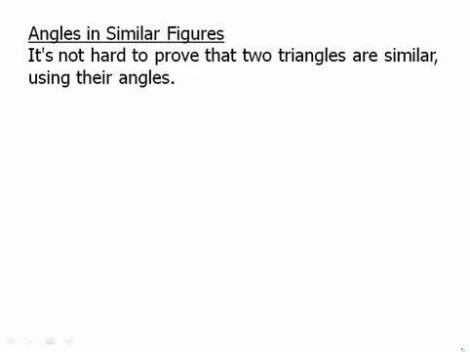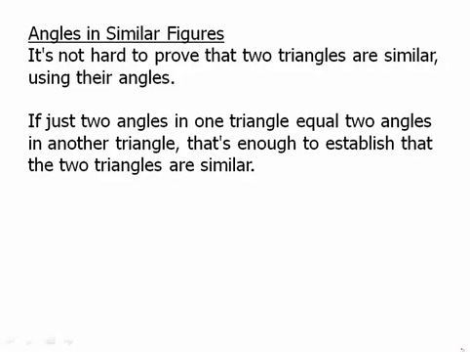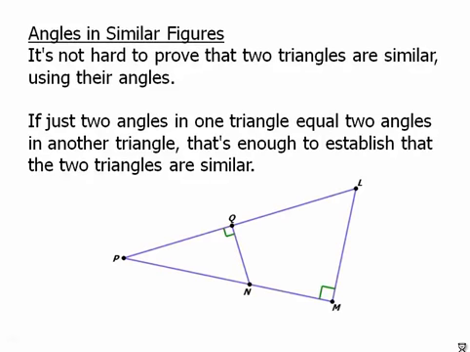It's not hard to prove that two triangles are similar using their angles. If just two angles in one triangle are equal to two angles in another triangle, that's enough to establish that the two triangles are similar. So for example, here we know that the smaller triangle has a right angle, the larger triangle also has a right angle, so that's one thing they have in common, and they share that angle at P. And so that's another angle that, since it's common to both of them, they share. That's two angles. That's enough right there to guarantee that the smaller triangle and the larger triangle are similar.